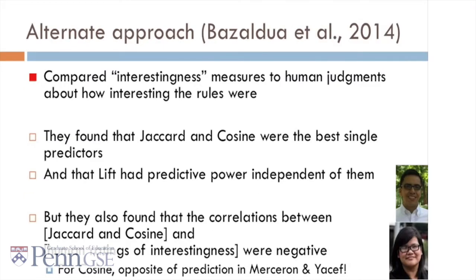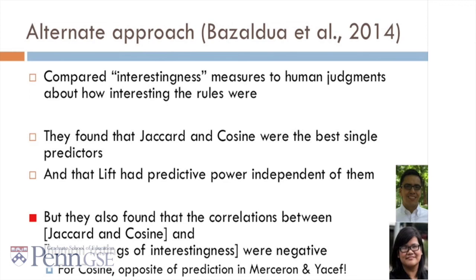Now, an alternate approach to interestingness was proposed by Bazaldua and colleagues. They compared interestingness measures to human judgments about how interesting the rules were. In other words, with these measures we say, this is interesting, but does it actually match what a human being thinks is interesting? They found that Jaccard and cosine were the best single predictors, and that lift had predictive power independent of them. So broadly, this is much what Merceron and Yacef said.